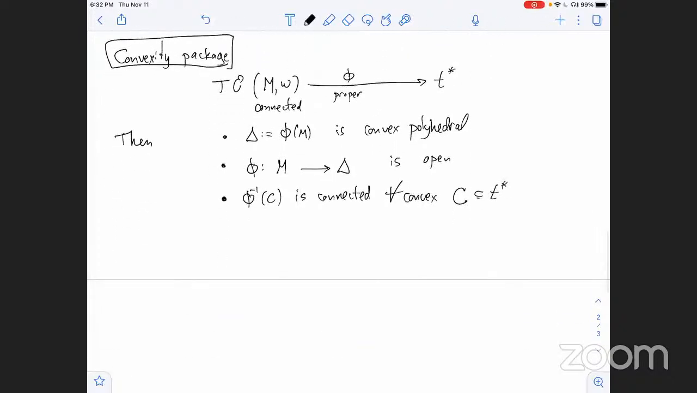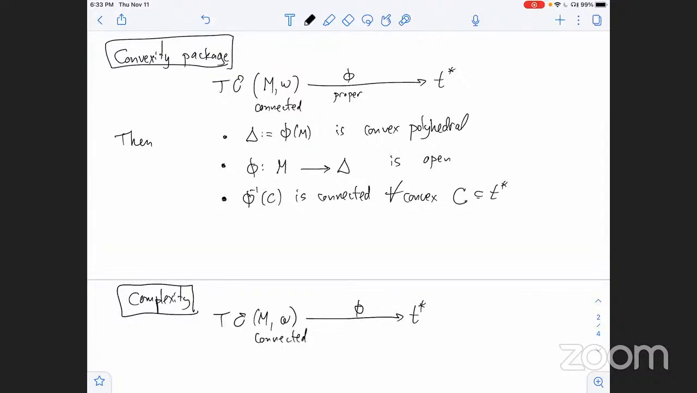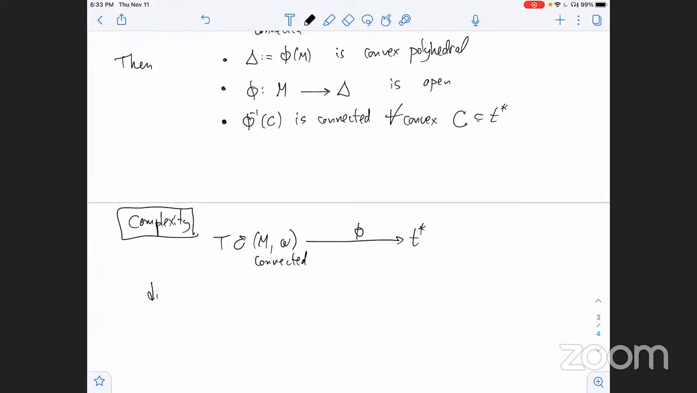Now let's go to the notion of complexity. This appeared in the title. I said complexity one. If you have a Hamiltonian T manifold, here's our momentum map, and assume that this is connected. From the existence of the momentum map, you can prove that the dimension of the torus is at most half the dimension of the manifold. And let me be a little bit pedantic here. If you want to assume non-faithful actions, you will need to take the dimension of the effective torus, which is just the quotient of the torus by the kernel of the action.